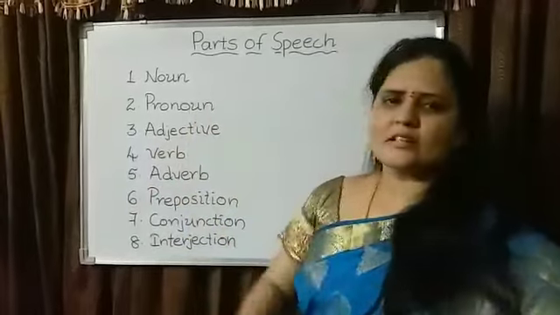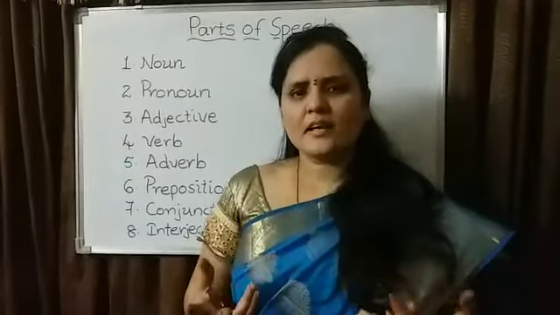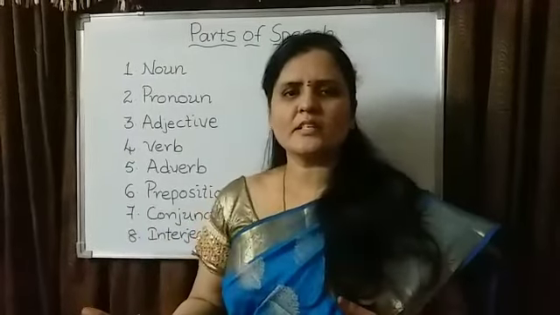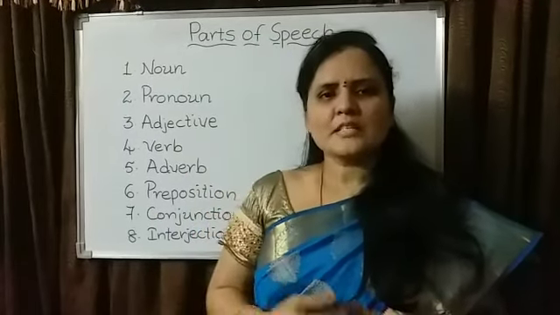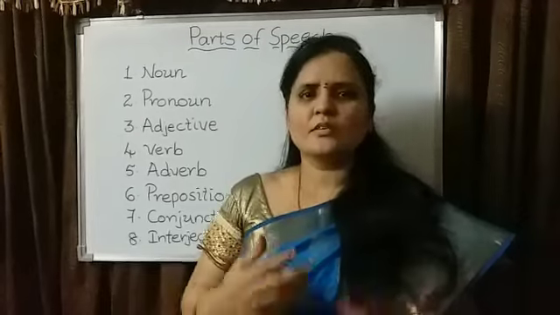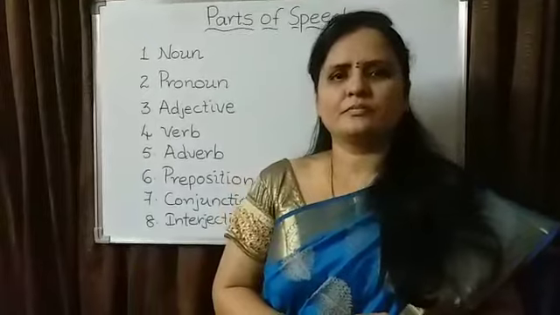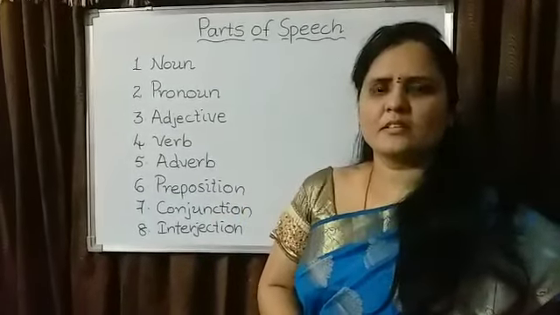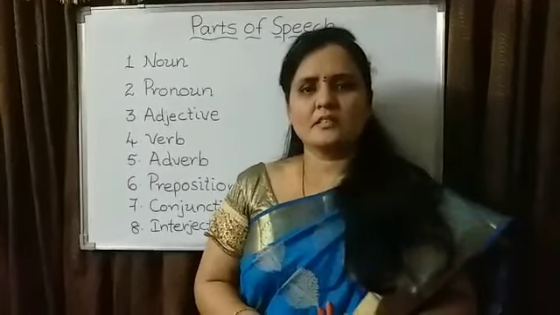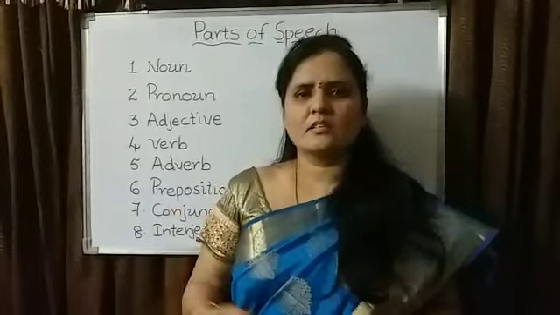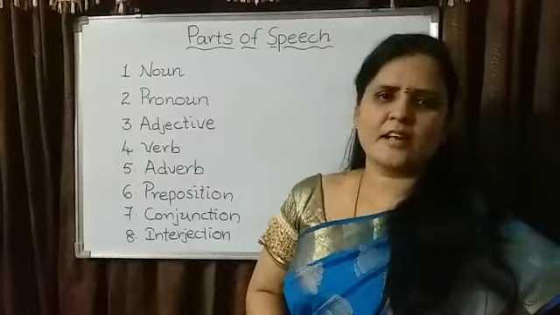Now, the third one is adjective. So, we use adjectives to describe the qualities, quantities, colors, sizes, shapes, etc. So, adjectives are used to describe or qualify a noun or a pronoun. So, examples: beautiful, pretty, marvelous, tall, large, small, etc. So, adjectives are describing words.